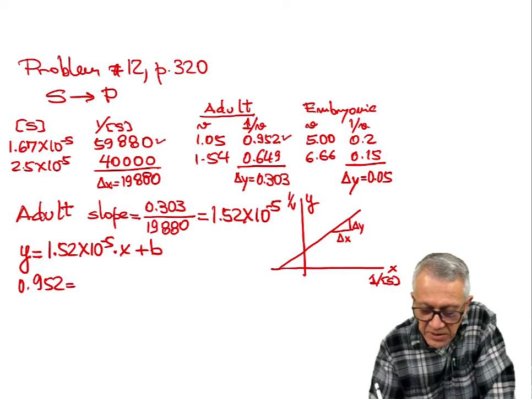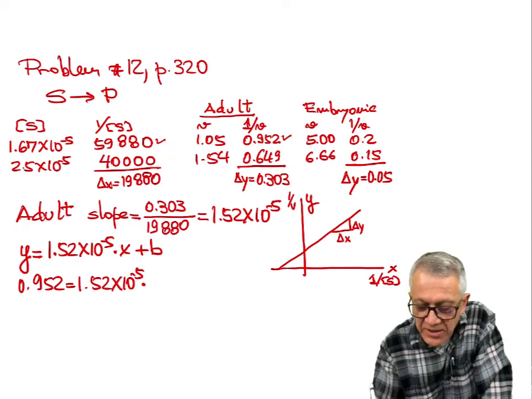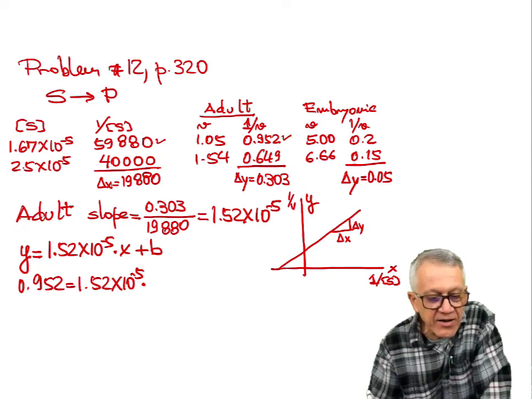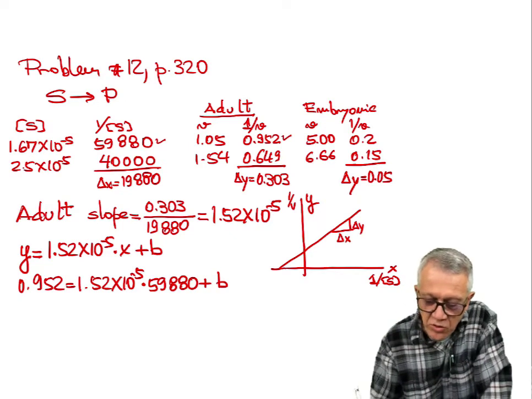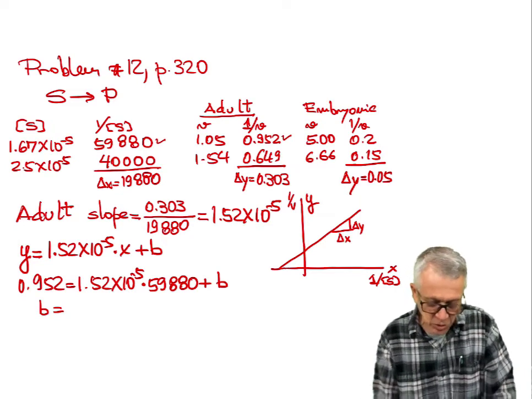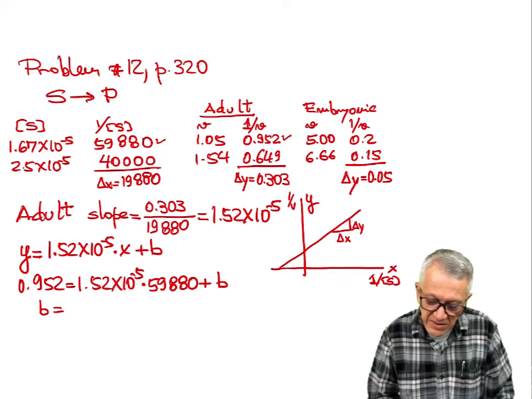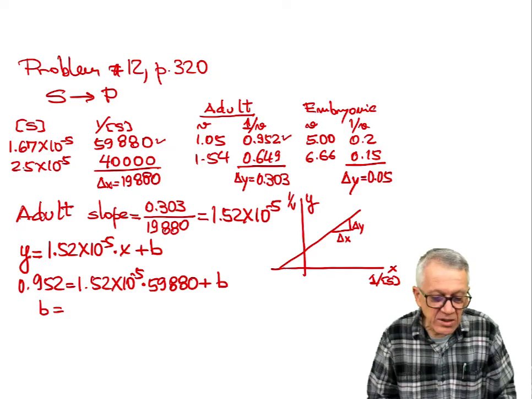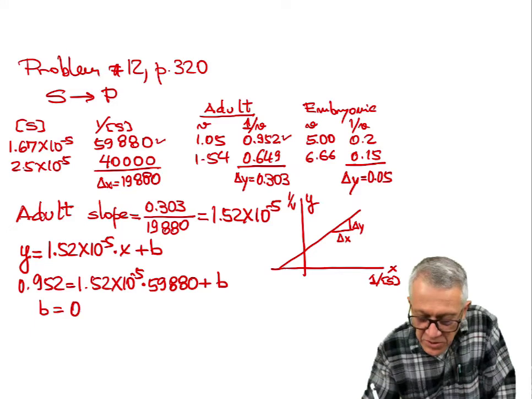0.952 equals 152 times 10 to the power of negative 5 times x, where x was 59,808, plus b. So we do all this calculation here. We're going to get the value of b, divided by 0.952. So the b itself is going to be 0.042.